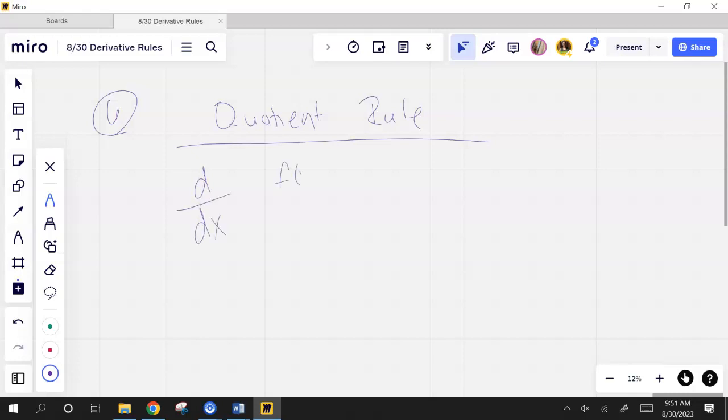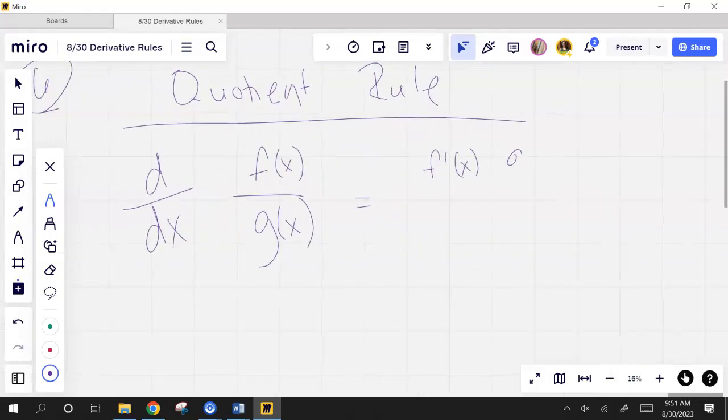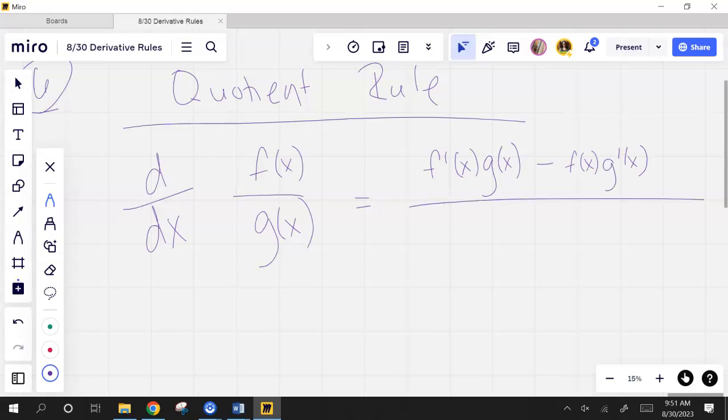If I want to take the derivative of one function divided by another function, I have to take the derivative of the top times the bottom, minus, and it has to be minus, the top times the derivative of the bottom, all over the bottom squared. The original bottom squared.